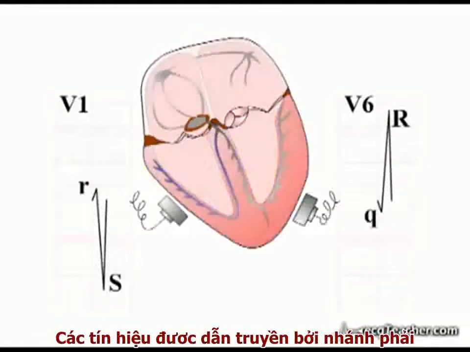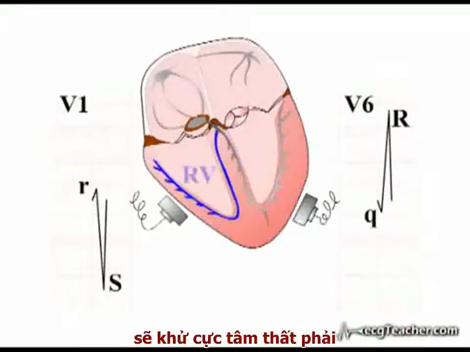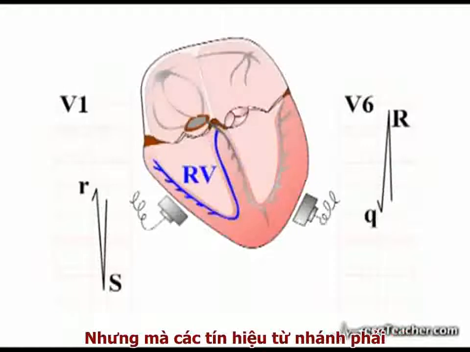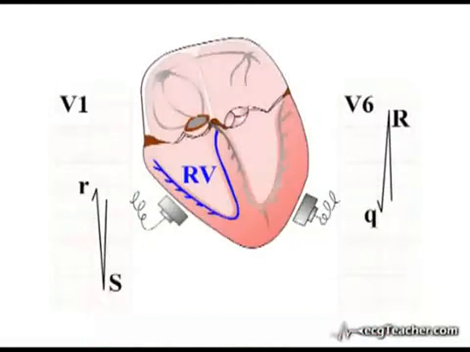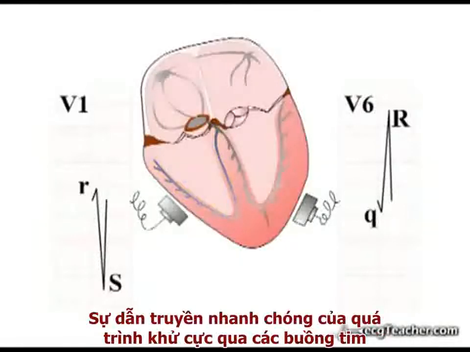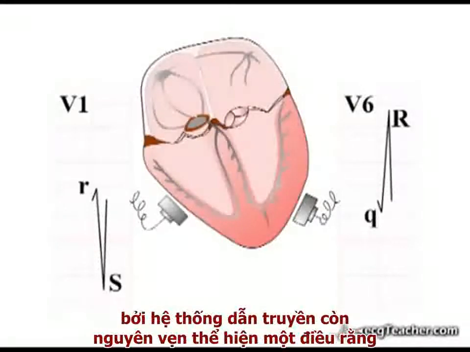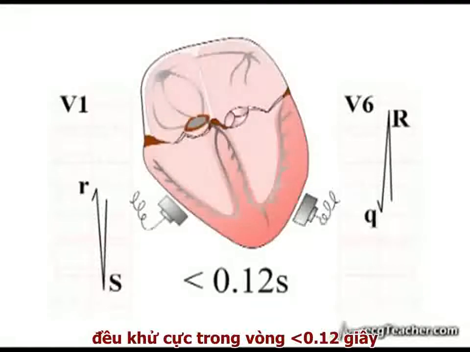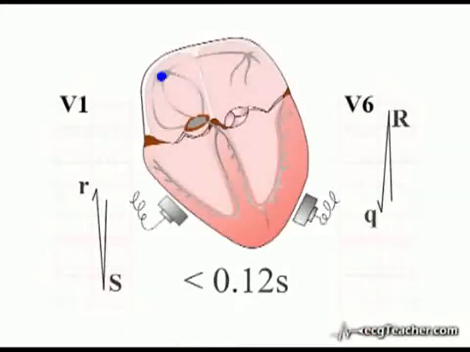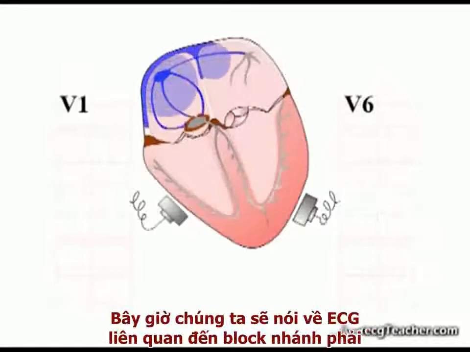Signal transmitted by the right bundle branch depolarizes the right ventricle, but the signal from right ventricular depolarization is usually buried in that generated from the larger left-sided chamber. The rapid conduction of depolarization around the chambers by an intact conducting system means that all regions of the ventricular myocardium are depolarized within 0.12 seconds. We will now deal with the ECG findings associated with right bundle branch block.